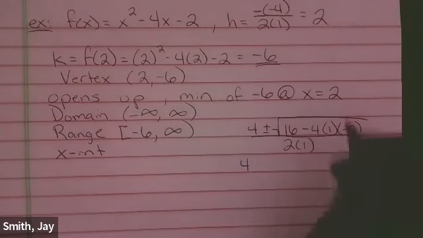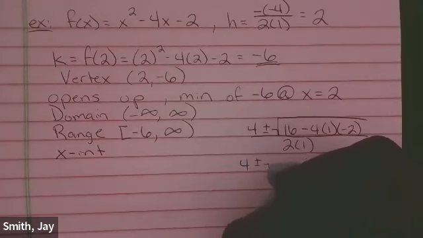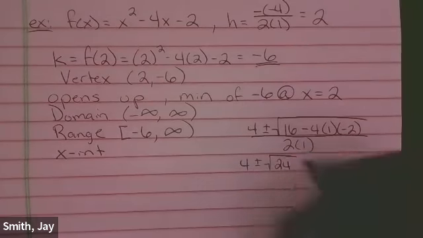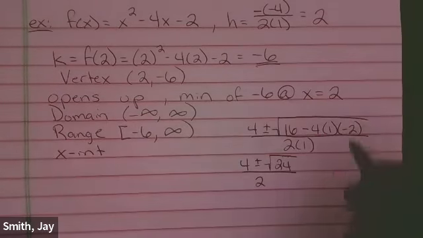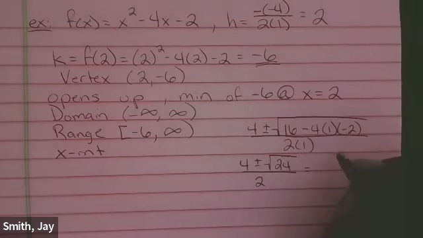All right, so it's going to give me 4 plus and minus the square root of 24 divided by 2. How we simplify that down, we end up with 2 plus and minus the square root of 6.